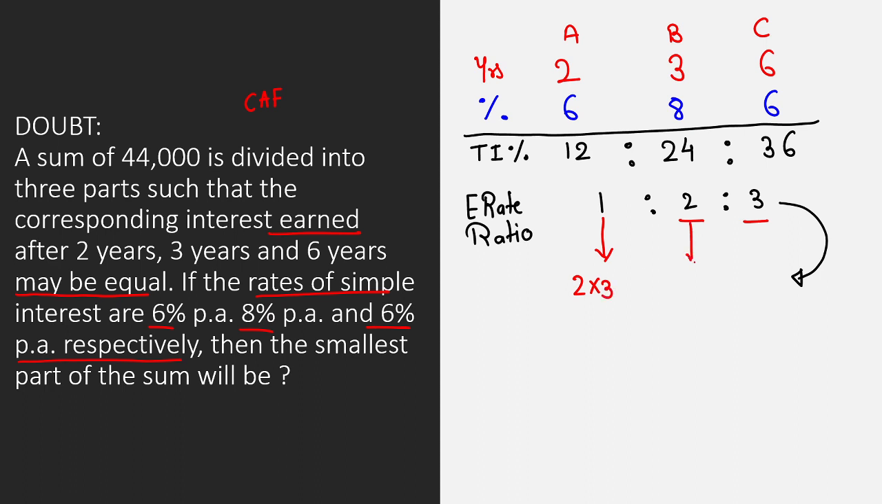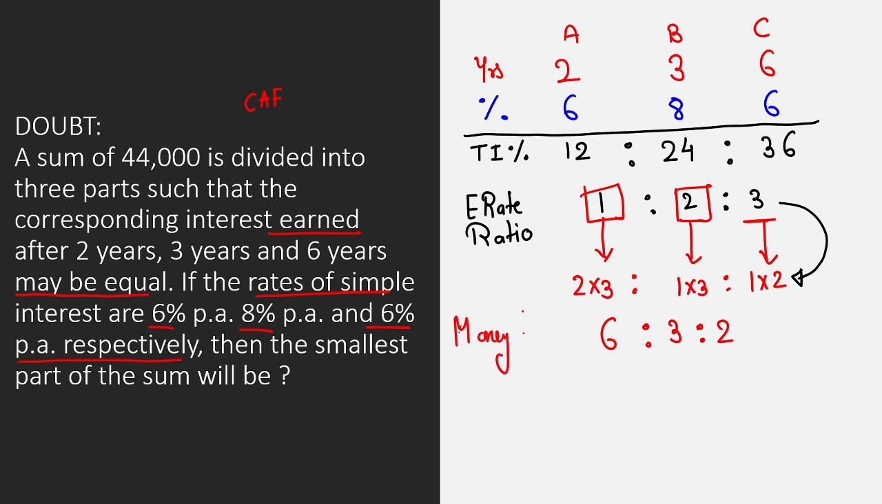For 2, I'll write the rest 2 numbers, that is 1 and 3. So it is 1 into 3. For 3, I'll write the rest 2 numbers, that is 1 and 2. So that is 1 into 2. So that came out to be what? That came out to be 6 is to 3 is to 2. So the money is divided in this ratio. If the money is divided in this ratio, then you will get the same simple interest after the corresponding duration.